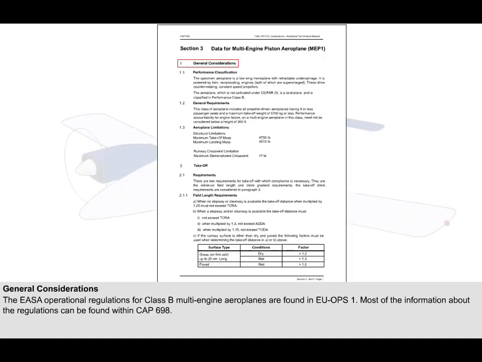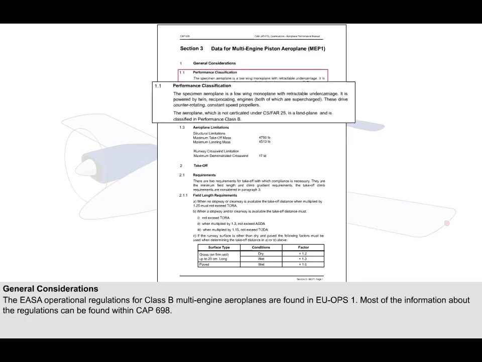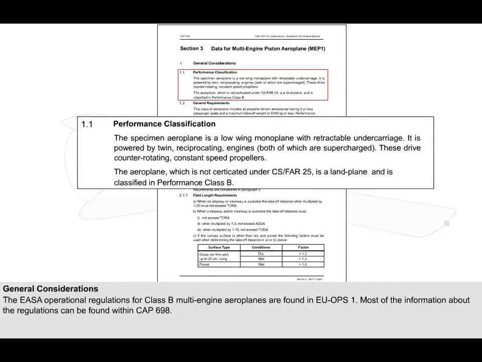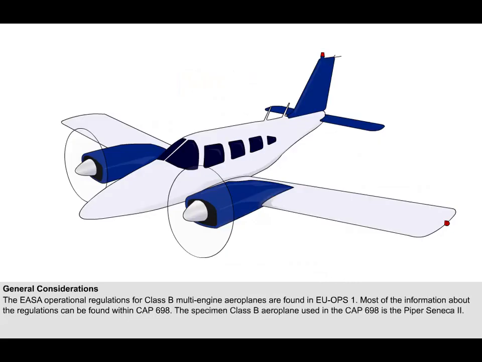In this first lesson, we will discuss the regulations which are associated with the takeoff phase of flight. However, first of all, there are some general considerations we need to discuss before the takeoff regulations are examined. Paragraph 1.1 of CAP 698 on page 1 of section 3 simply describes the specimen aeroplane used in the CAP 698 manual. The specimen aeroplane for Class B multi-engine performance is a Piper Seneca 2.